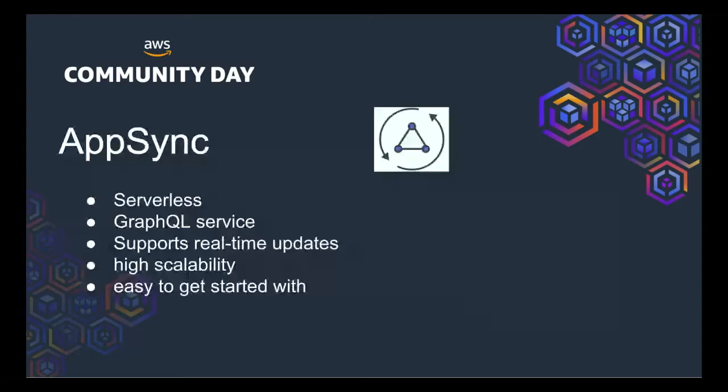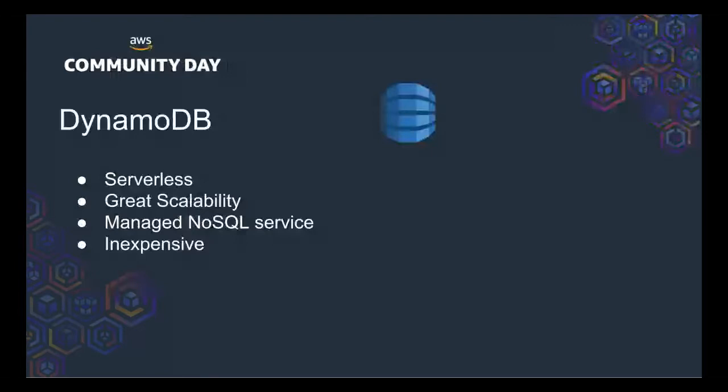You can use VTL templates to talk to core AWS services such as DynamoDB, RDS, Elasticsearch, Lambda, or any HTTP endpoint. And unlike REST, with GraphQL, you can request multiple related entities at the same time, which strangely enough is one of the core value propositions of DynamoDB.